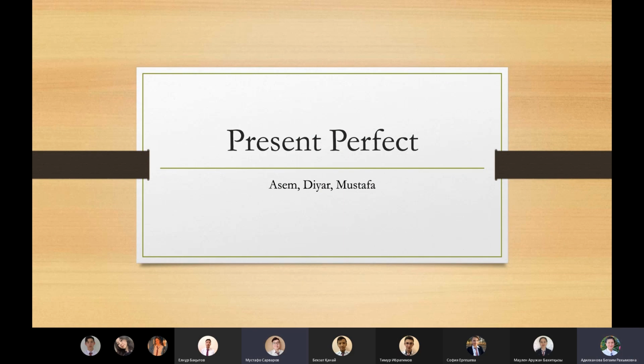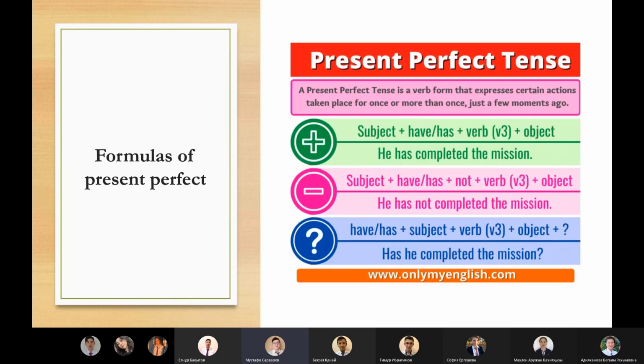Presentation? Okay, we're presenting present perfect. Present perfect is a tense that expresses certain actions that have been done just a few moments ago, and it has the structure of subject plus have/has, verb in short form, and plus object, and we add not in negative form, and have/has, subject, verb in short form and object in question form.